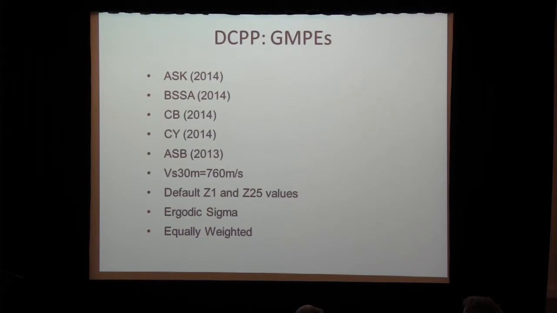Based on that and looking at the GMPEs, this is a subset. I'm running everything for a reference site condition of 760 meters per second for the WS-3. Some of the ground motion prediction equations require a depth to the 1 kilometer or 2.5 kilometer boundary depth, so I'm just taking the recommended default values for those models. I'm using the full ergodic sigma, whereas a big part of the ground motion team's logic tree work is to develop a single station sigma or an adjustment on the ergodic sigma. And I've given equal weights to these 5 ground motion models, so they each get a 20% weight.